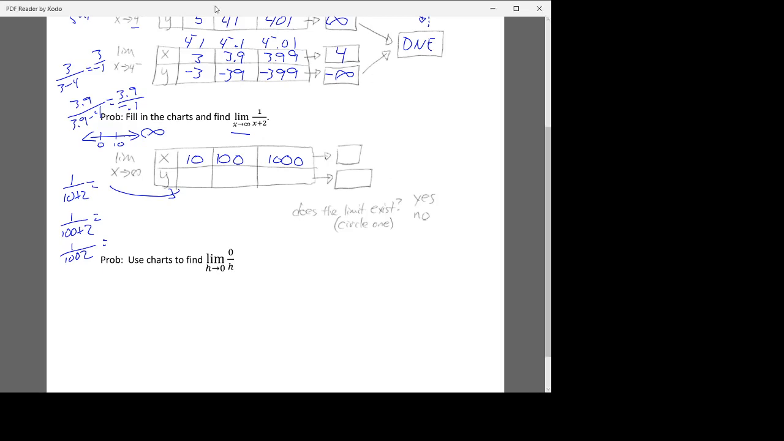0.083 repeating or something like that. It's about 0.08, and then 1 over 102, 0.0098, and then 1 over 1002 is 1.00998.